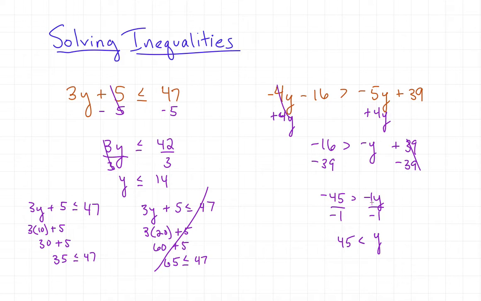But the other option that we could have done here, I'm going to go back to the same thing. Negative 45 is greater than negative y. What I could have done is just multiplied both sides of this inequality by a negative 1. So I multiply this side by negative 1, this becomes 45. And if I multiply this side by negative 1, well, negative 1 times negative 1y is positive y. Okay, and again, I have to switch the sign.